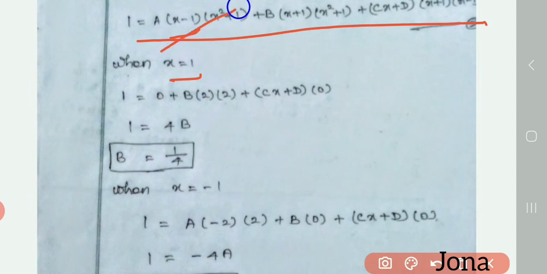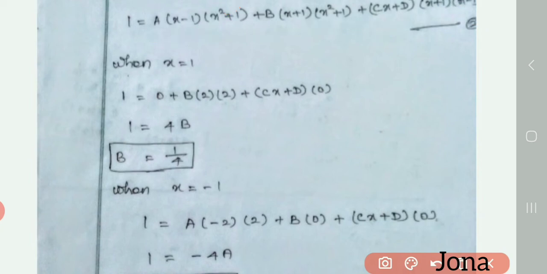Here I can get 0 for this because 1 minus 1 will be there, so 0. And even here also I will get 0, so no need to substitute here also, leave that. Only for this thing I can substitute there, so that I got 1 equal to 4b. So b equal to 1 by 4. Now we got the value of b.